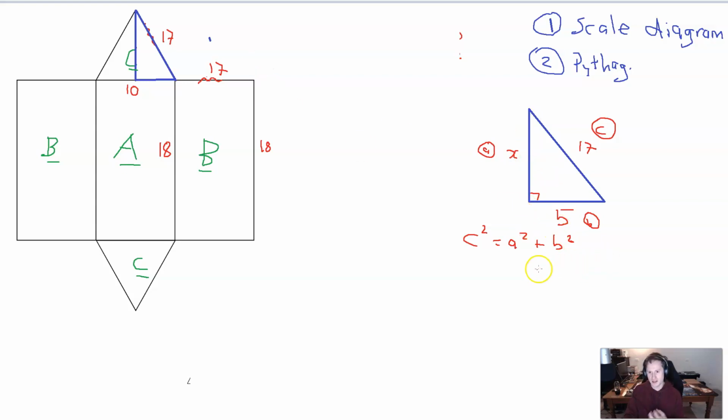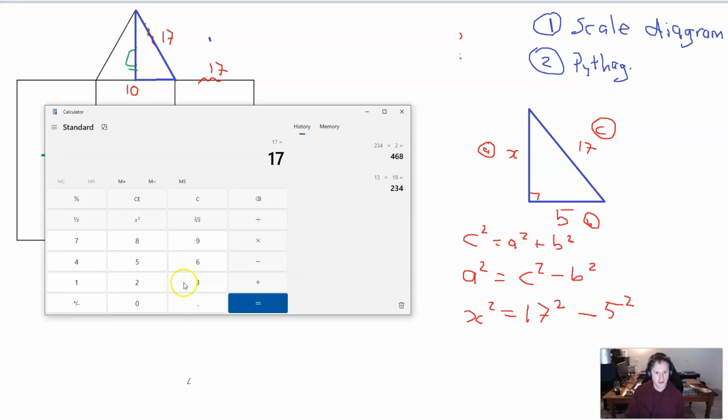So we need to do a slightly different rearrangement of this equation. So we still have C as the hypotenuse, we still have A and B. We can rearrange this equation to find A, which is the unknown that we're looking for. So A squared is going to be C squared take away B squared. You might remember this from last year. So this is the rearrangement of the Pythagoras. So we'll do x squared is equal to, so the C is the hypotenuse, so 17 squared, take away the 5 squared. Okay. Now 17 squared, I don't know what that is off the top of my head, 289.